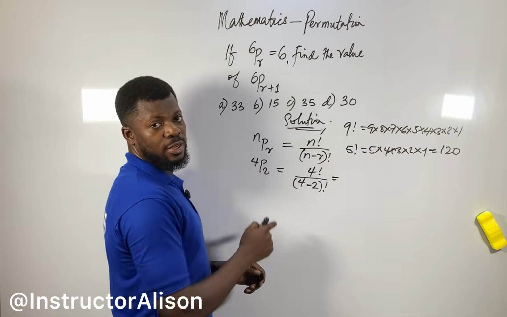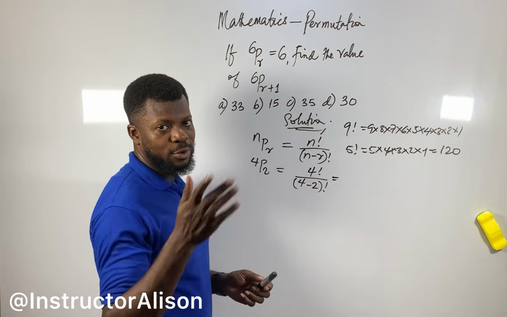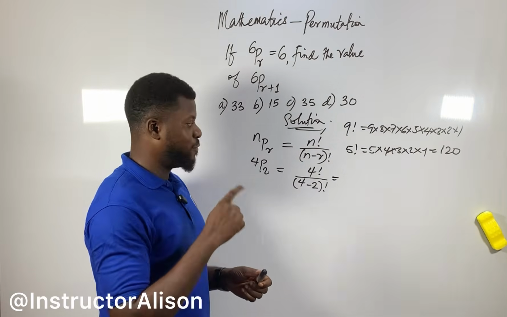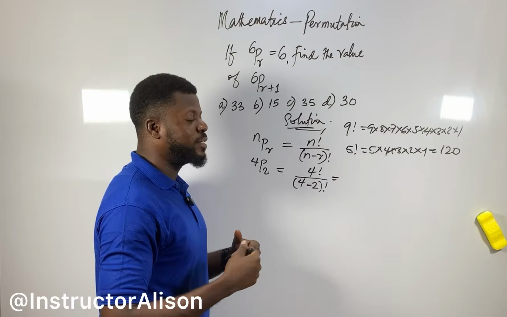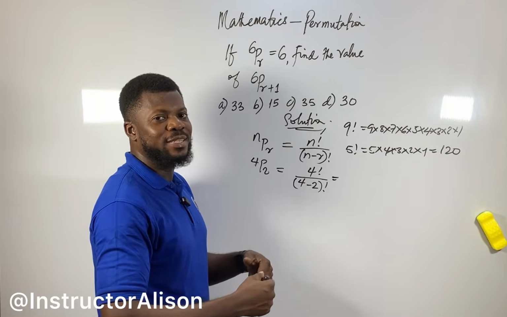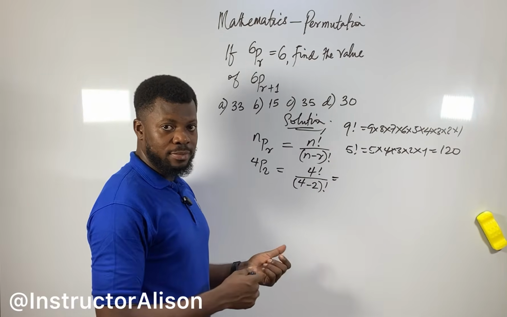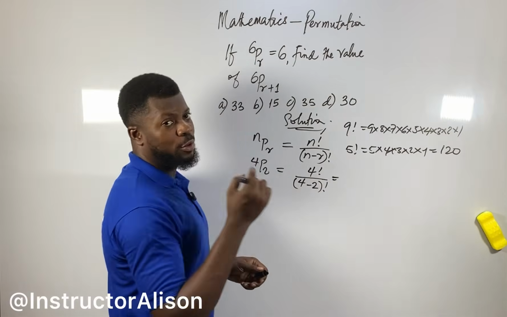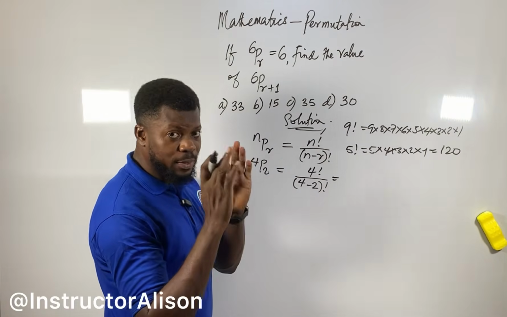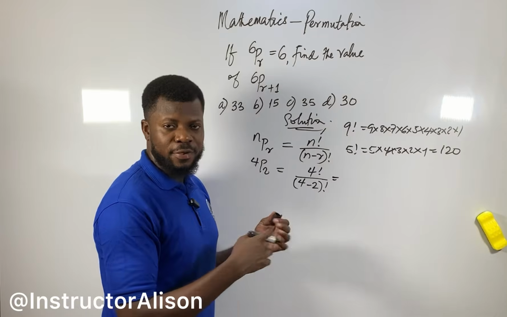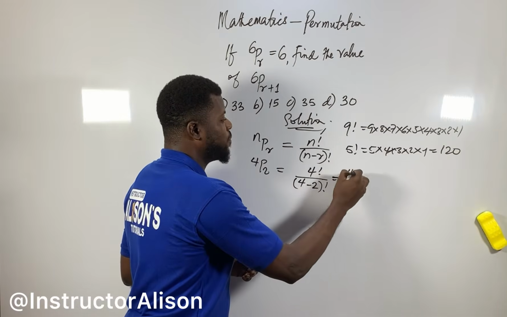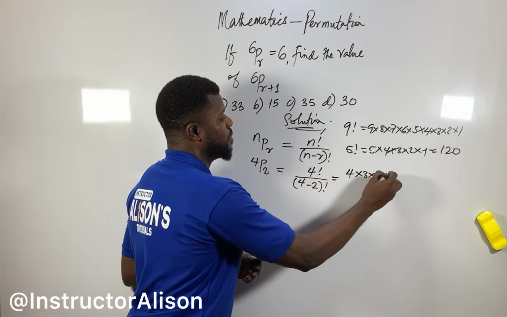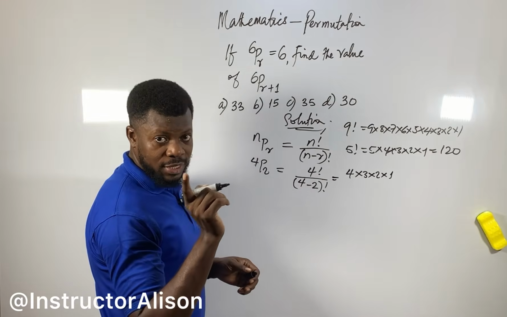Now we have 4 factorial. What is that supposed to tell you? Put it in the comment section. 4 factorial means what? I will show you two patterns that will make life easy, because I like shortcuts to help you pass your exam. This one means 4 times 3 times 2 times 1.